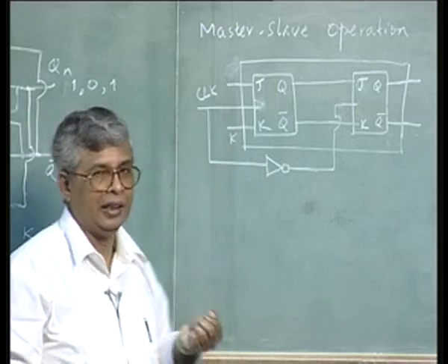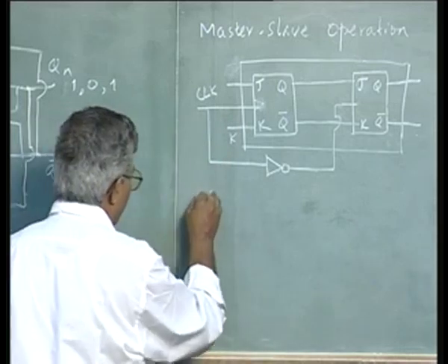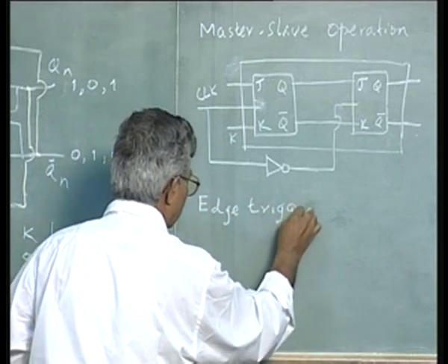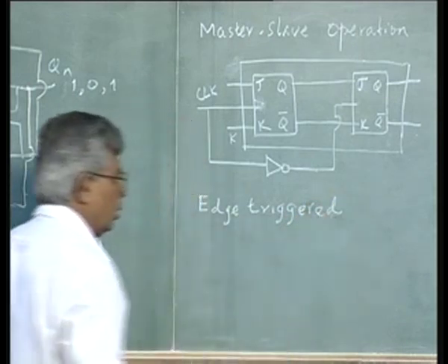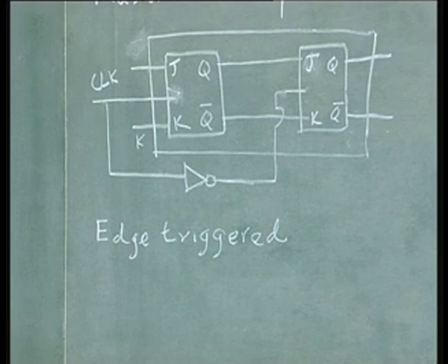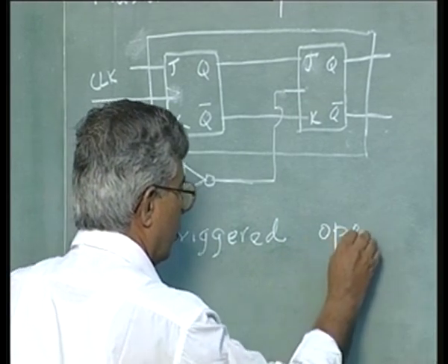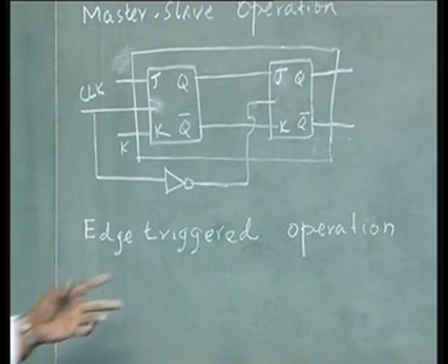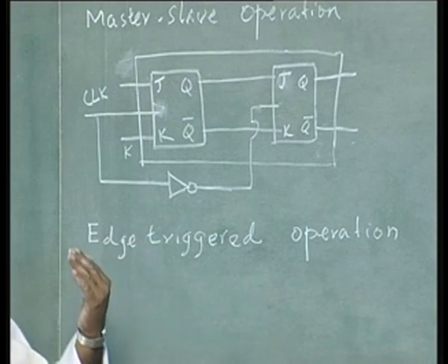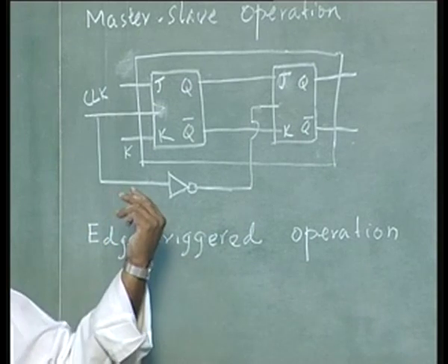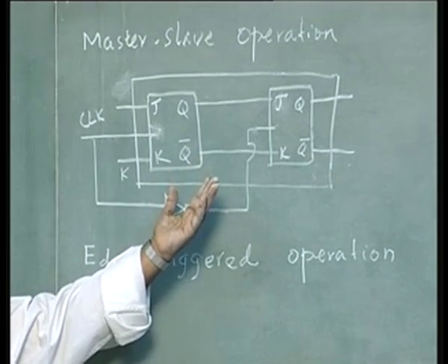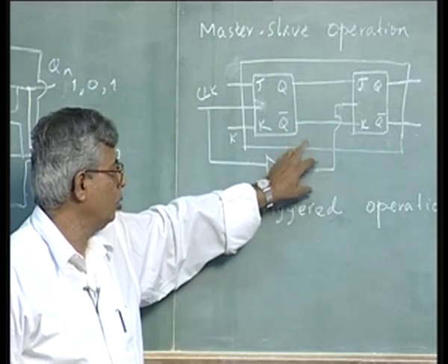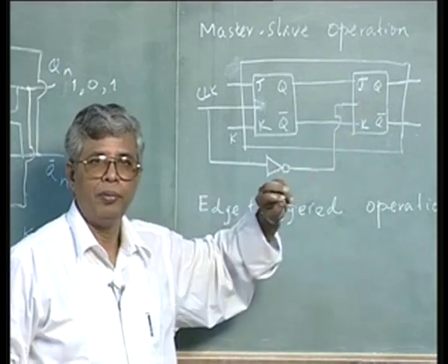Of course, there is another solution, as I said, edge triggering. You are familiar with edge trigger flip flops. There is another way of removing this. It is the same condition: I do not want the change in the input to propagate more than once during a clock period. That is the basic theory. That we did here by preventing the clock to the second flip flop.